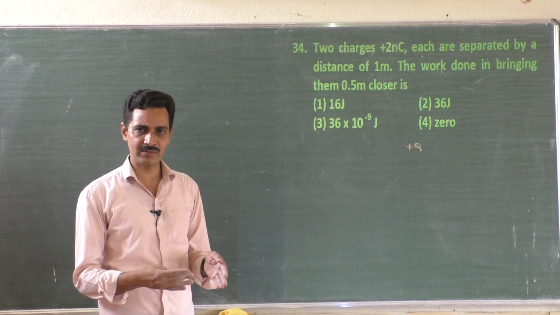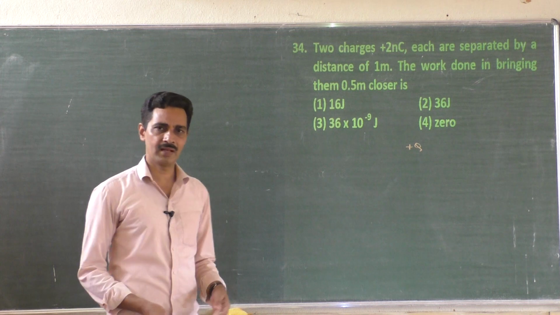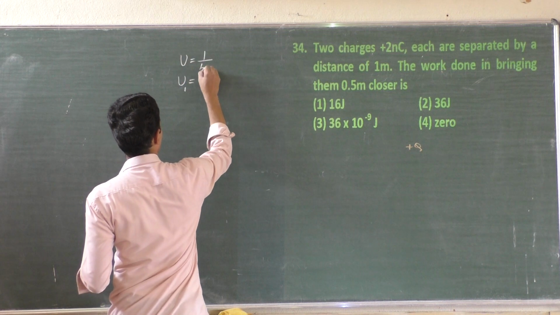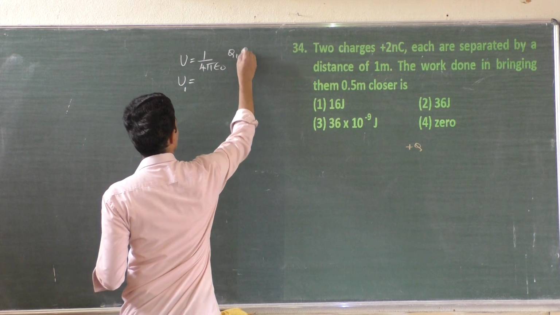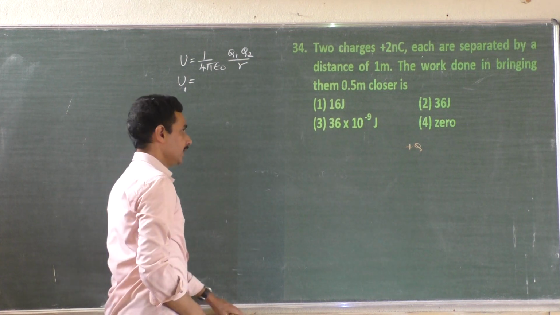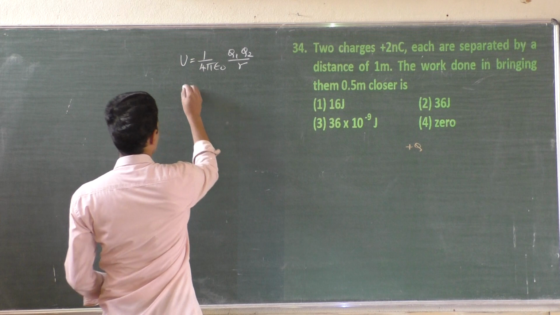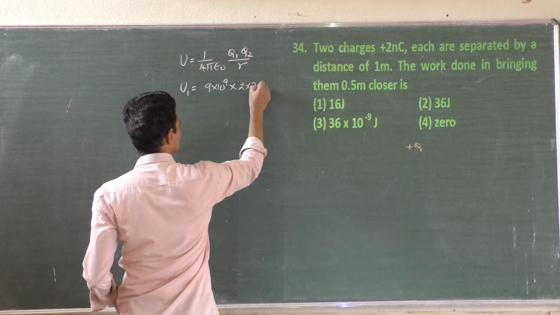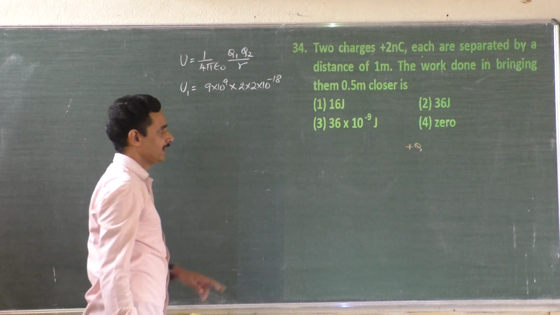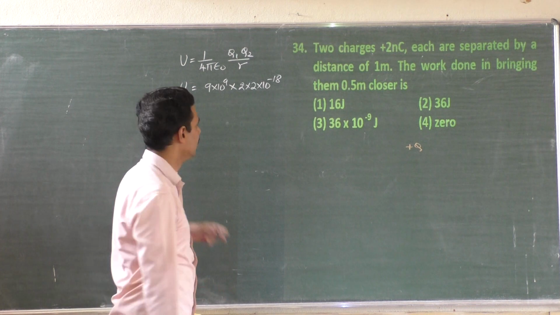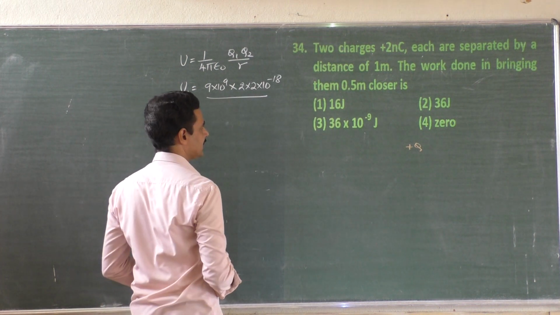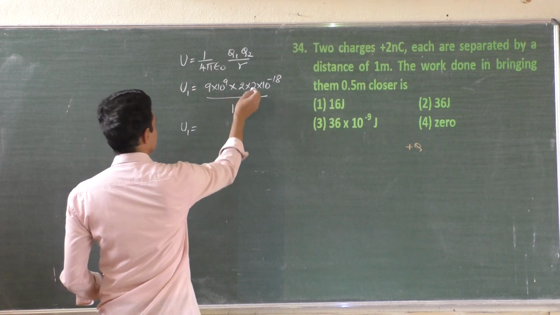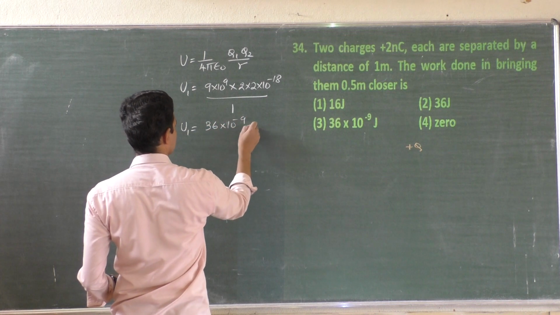Work done is equal to the new potential energy minus old potential energy. Work done is always equal to change in energy. So what is the initial potential energy? You know the formula for potential energy, 1 by 4 pi epsilon naught Q1 Q2 by R. So what is the initial potential energy? Initial potential energy is 9 into 10 to the power 9, two charges, 2 into 2 into 10 to the power minus 18, both are 2 nanocoulomb charges, divided by R. Distance between them, 1 meter. Okay. So what is this initial potential energy? 36 into 10 to the power minus 9 joules.